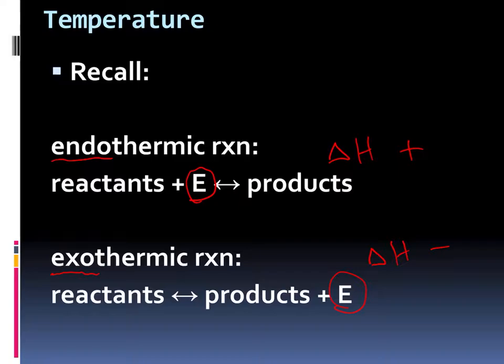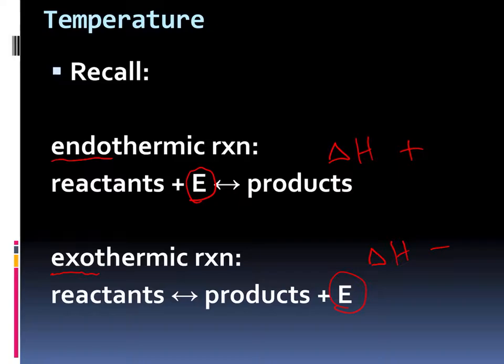So the reason that temperature as a stress requires the most brain power is because you could have endothermic or exothermic, so that's 2 choices, and then the temperature can be increased or decreased. So that adds in more possibilities. So really try your very best to understand what's going on, as opposed to just memorizing, because that's difficult to keep all straight.